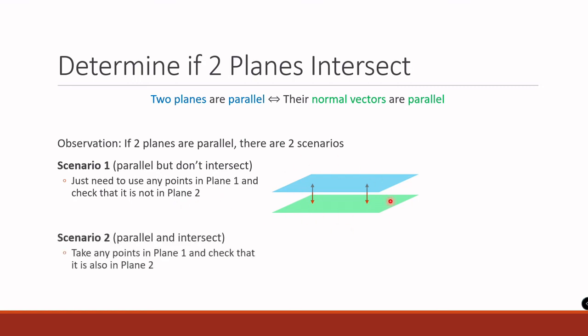Alright, so scenario 2, if they are parallel and they intersect, then they are actually the same plane. They are together. So if you take any point in plane 1 and substitute into plane 2, you will find that it will satisfy plane 2. Any point that you use will satisfy. Then we know that the two planes are actually the same.